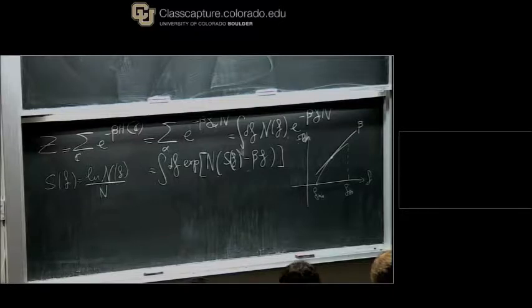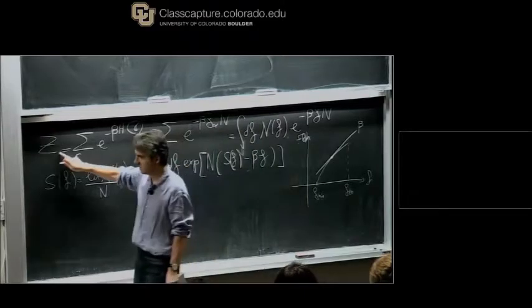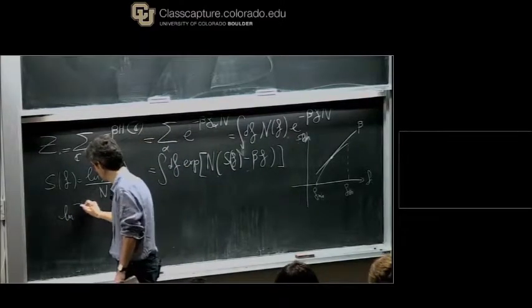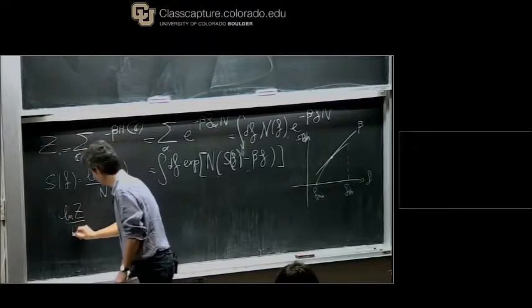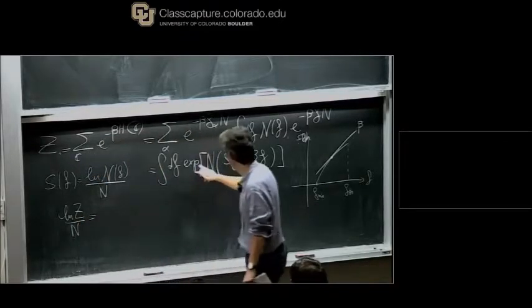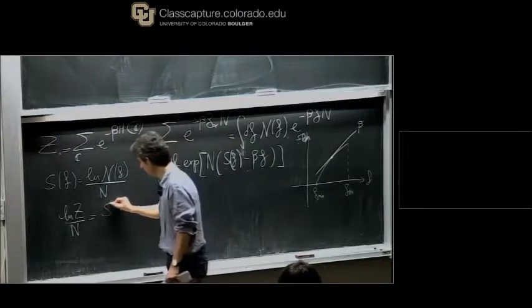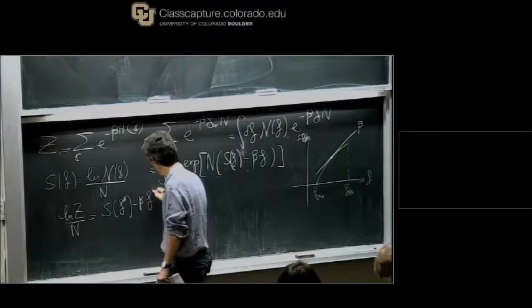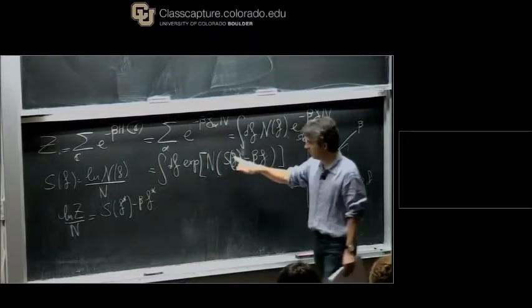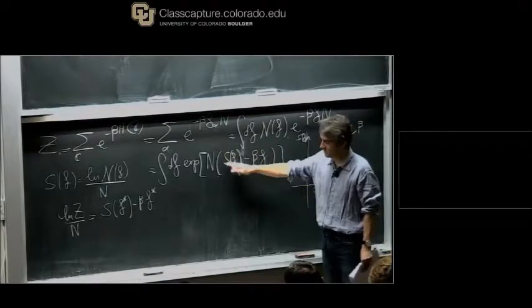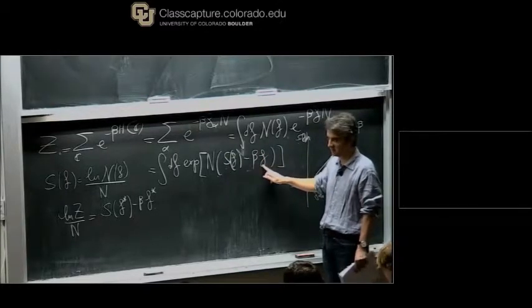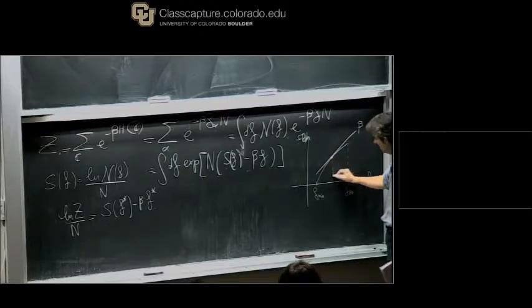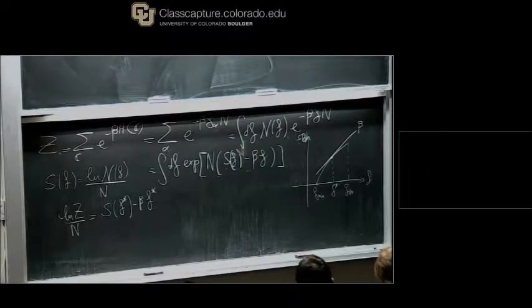And what I want to compute is Z. Actually, what I want to compute is log of Z divided by N. If I do this by saddle point, it will be equal to s of f star minus beta f star, where f star is the value that maximizes s of f minus beta f. Said differently, it is these values here, f star.